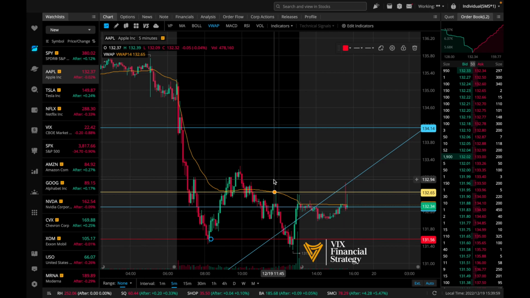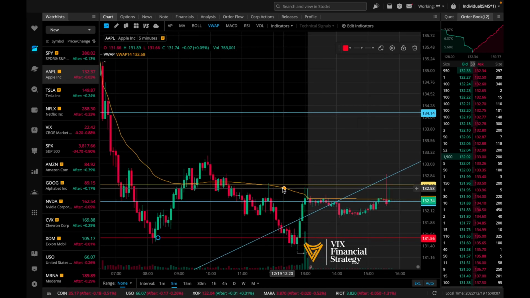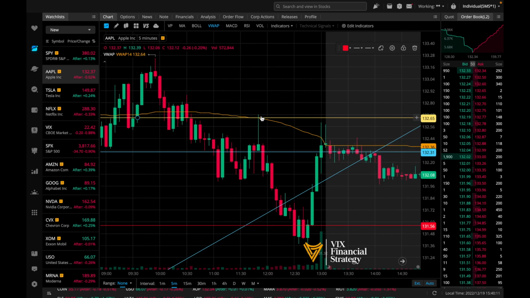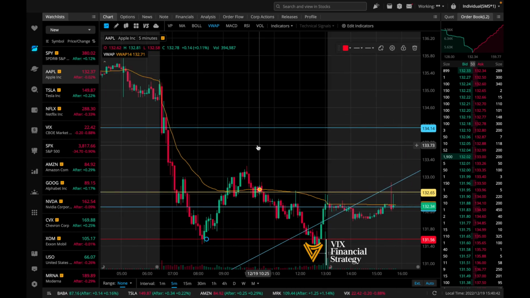So that's the VP indicator. What I like most about this indicator is that if you have trouble finding key levels, this will help you out significantly. And I like to use it when building out a day trading strategy, using it in confluence with, say, VWAP, like that last example right here. In future videos, we'll be looking over other indicators to use when trading.